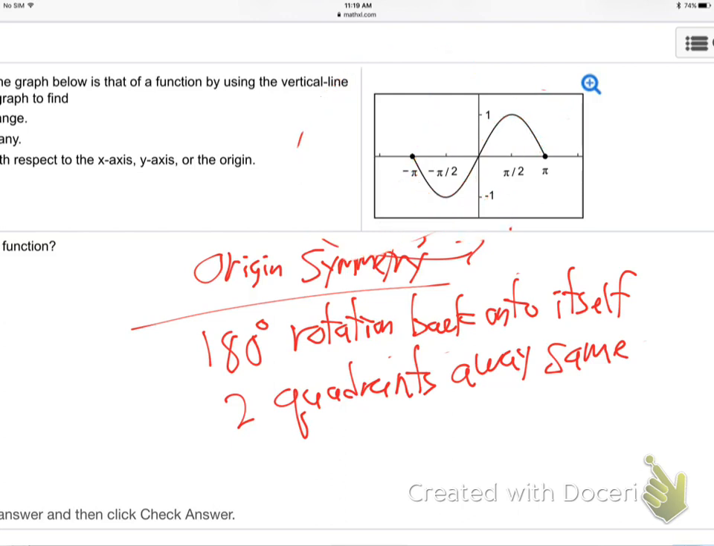Why they call it origin, instead of just 180-degree symmetry, is because what they're saying is any point shot through the origin exists the same distance on the other side of the origin. What do I mean? So take any point you want. Take that point.